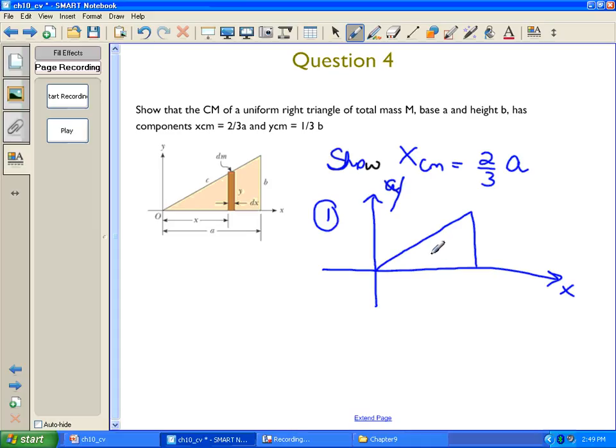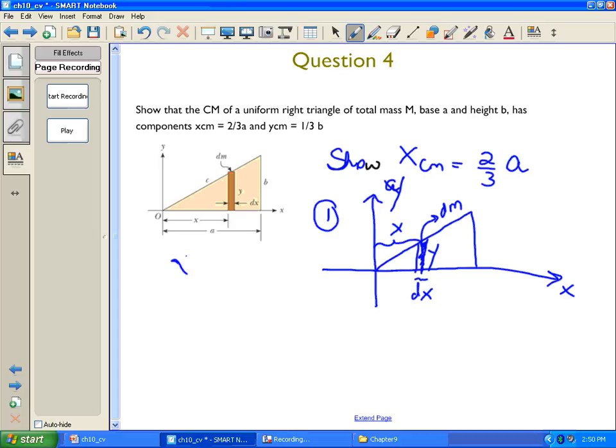And this time, to get the representative mass element dm, we are going to choose some rectangle. Before, it was just a little segment of line. But here, we're going to have dx for the base of this rectangle and y for the height of this rectangle. And this is our dm. Now, this rectangle is located at position x from the origin. So now we have it set up.